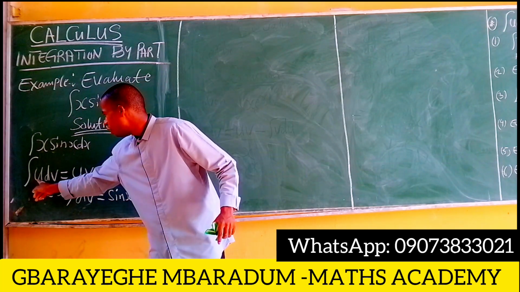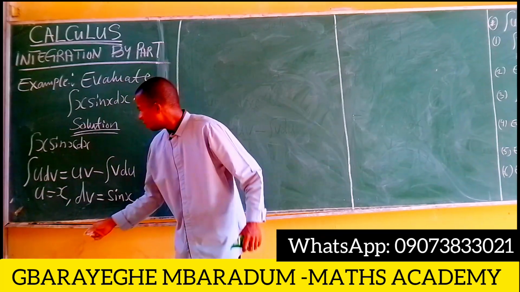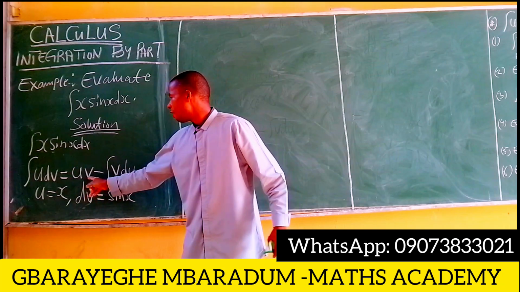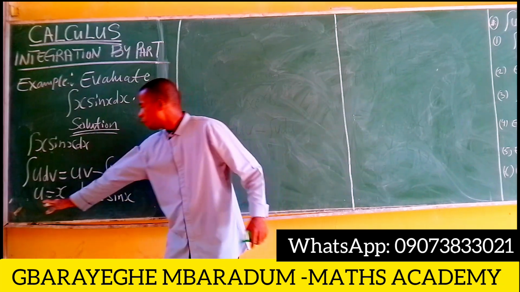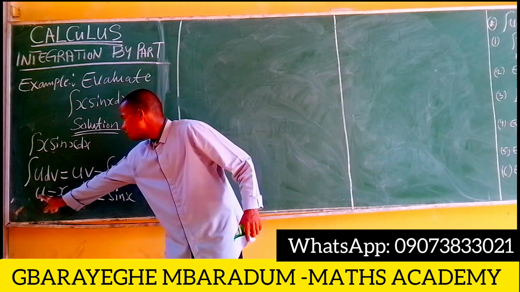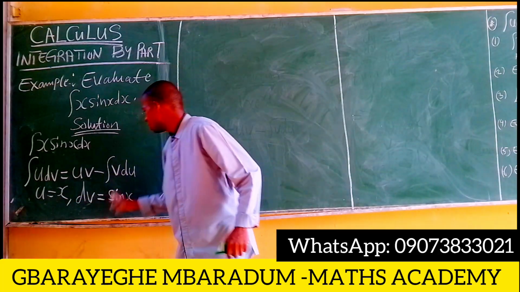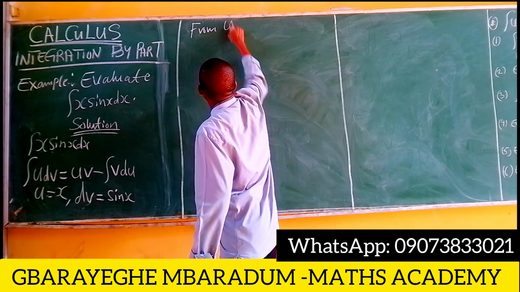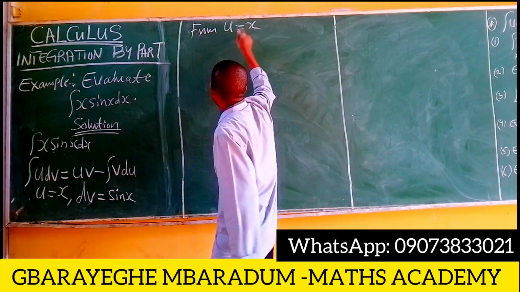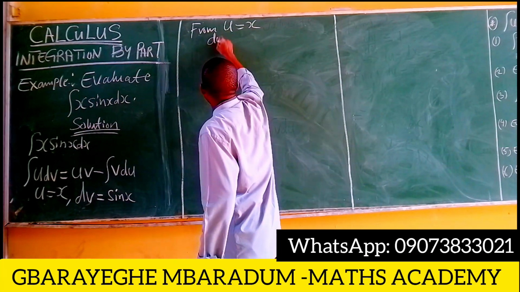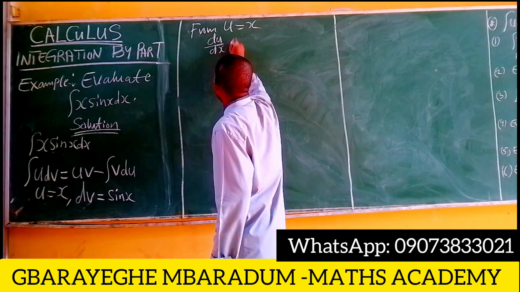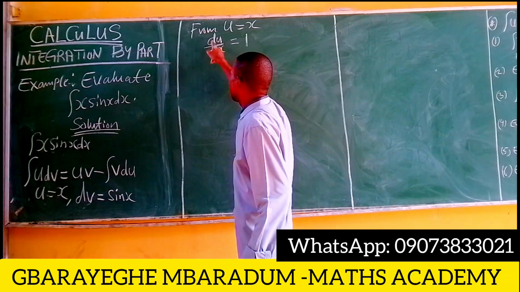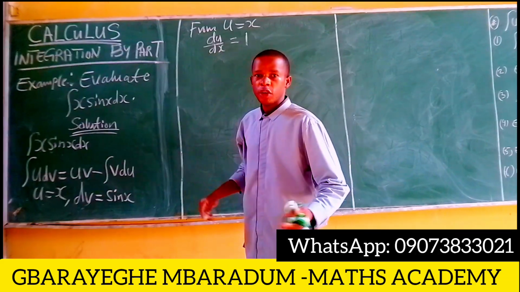Now let's look at how to find other parameters. If you look at that, our u and our dv, what we're going to find now is our v and our du. For us to find our du, look at u equals x. If you differentiate this function, du over dx is equal to, if you differentiate x, it's going to equal 1, right?